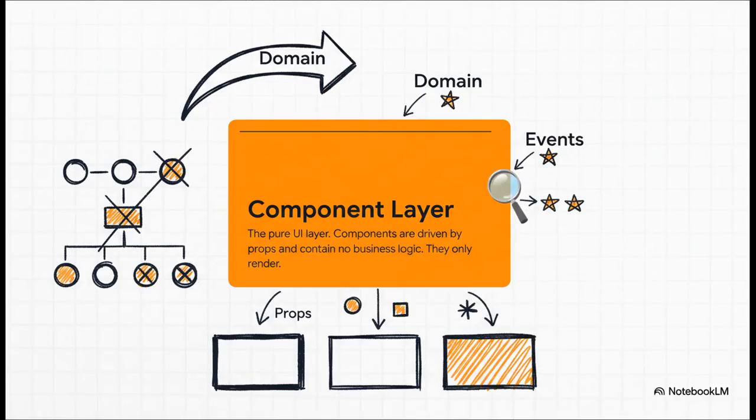Now, let's zoom into one of those domains. Inside, you've got 4 layers. First up is the component layer. These are your pure, dumb UI elements. Their only job is to take in props, look pretty, and spit out events. That's it. Absolutely no business logic allowed here.